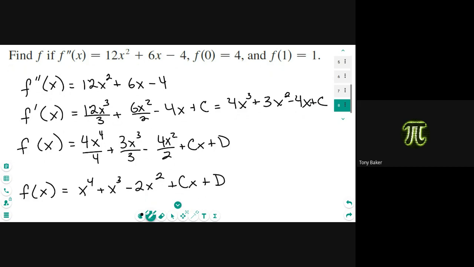Sometimes they will give you the first derivative point, so you can find the C originally there, and then do your next antiderivative. In this case, they didn't. They gave you 2 points for the original problem, so you have to go all the way to the original problem first.